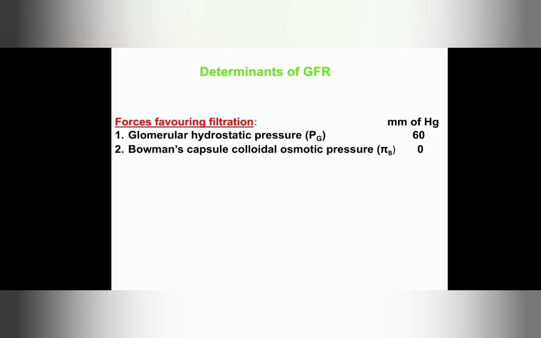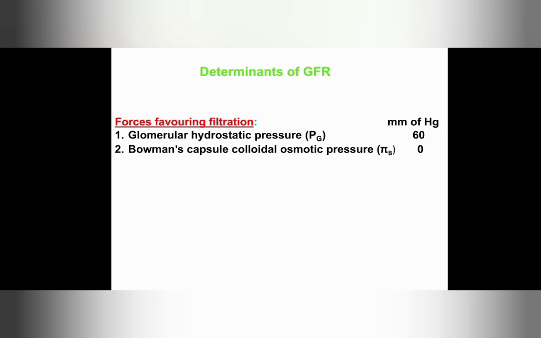So this is another example. Since filtration is going on, some forces must be there because of which the filtration is going on. This is not like simple osmosis or diffusion. So this is something else. Some forces are acting, favoring the filtration to occur, favoring the plasma to be filtered into the glomerular filtrate.